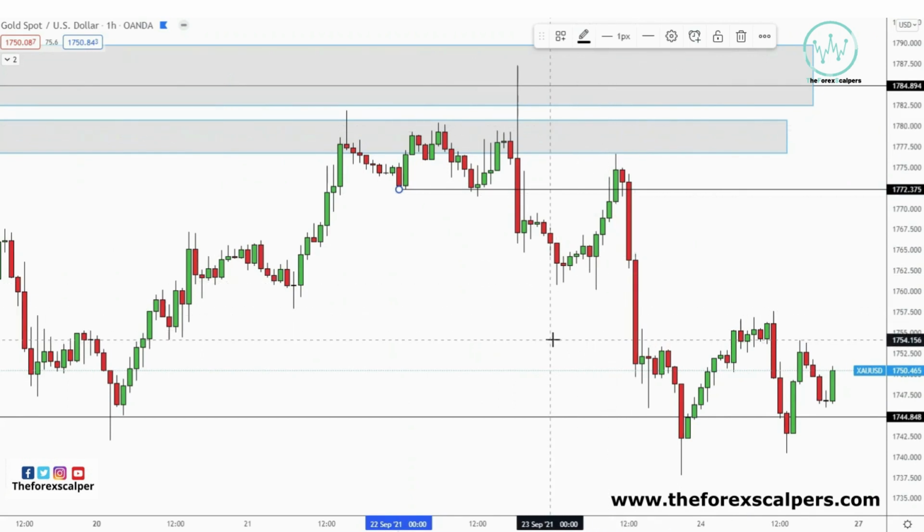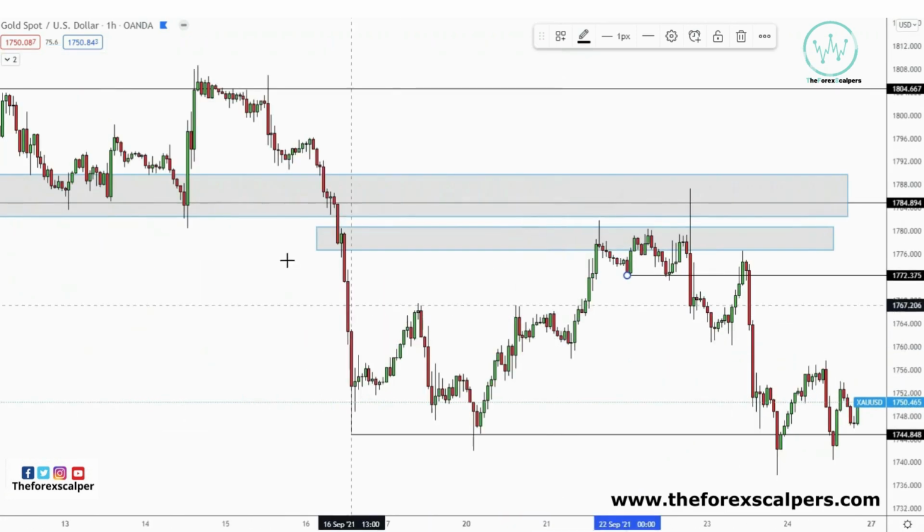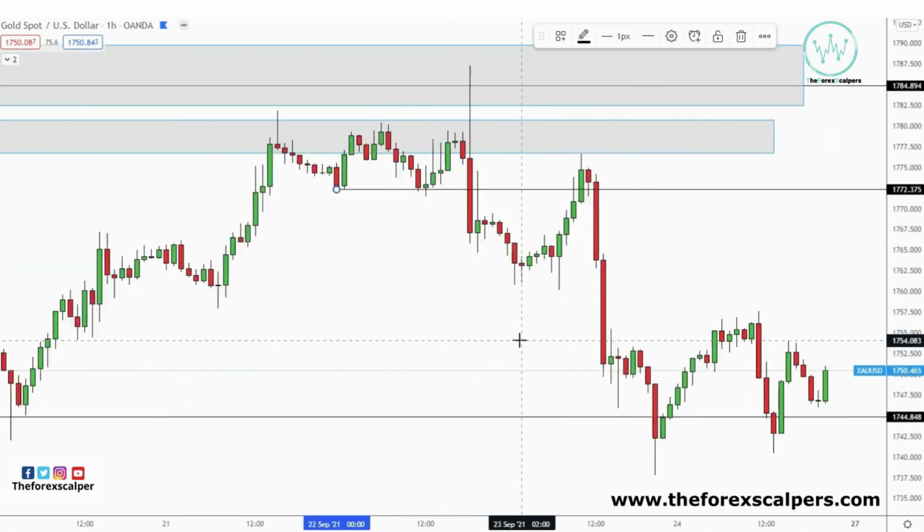You really don't need 300 lines or 20 different zones on your charts. It only makes it messy for the mind, for your psychology and for your emotions, because it's just riding the waves, following structure, simple as that.